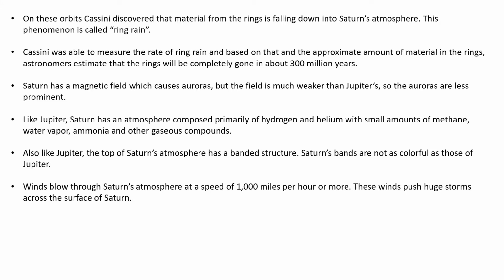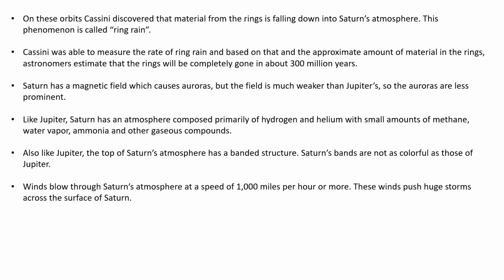On those orbits, Cassini discovered that material from the rings is falling down into Saturn's atmosphere. This phenomenon is now called ring rain. Cassini was able to measure the rate of ring rain, and based on that and on the approximate amount of material in the rings, astronomers estimate that the rings will be completely gone in about 300 billion years. So we're actually pretty lucky that we're around at the time those rings are there.